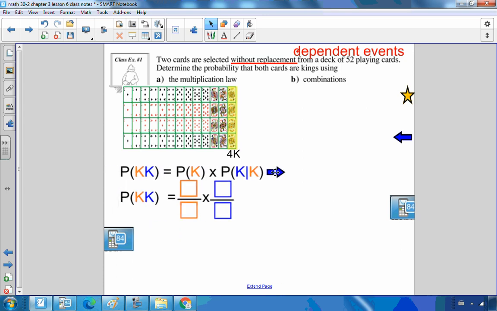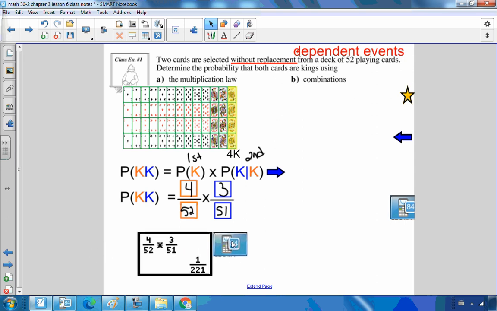So I want the probability of getting a king and a king is the probability that my first card is a king and that my second card is a king, given that my first card was a king. So for the first king, I have 4 out of 52 cards that are kings. Now I keep that card, there's only 51 left, and because I got a king on the first pick, I only have 3 chances of getting a king on the second pick. So multiply those together, and in lowest terms, I get 1 over 221 as my probability.